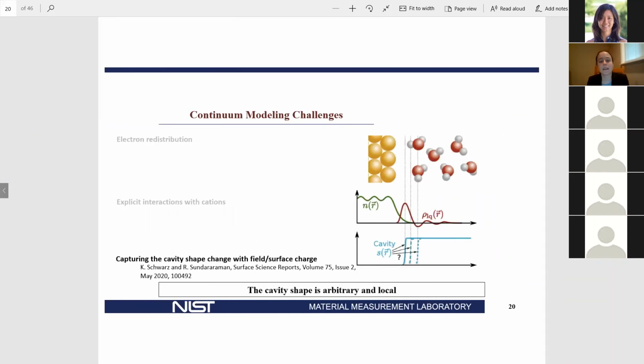And then lastly, as I discussed with the candle model at the beginning, one needs to define a cavity, and this cavity shape and this cavity size is known to depend on the field and the surface charge, but the functional form of this dependence is not yet known. Additionally, we describe these cavities for the most part as local, and this obviously isn't true. Water molecules have a size, and they have a shape, and so understanding how to define the cavity shape in a more sophisticated way would further improve the continuum models and is a large existing problem.